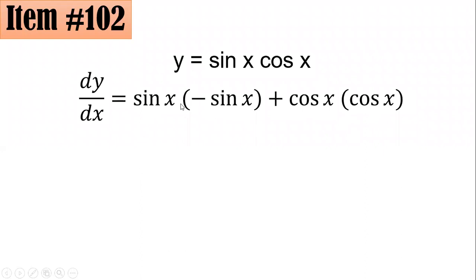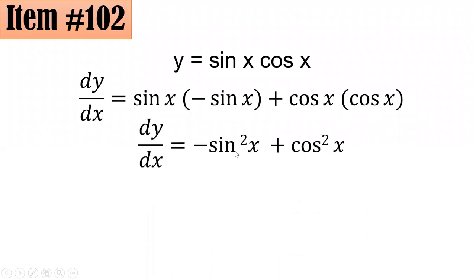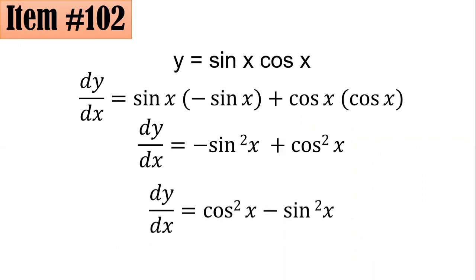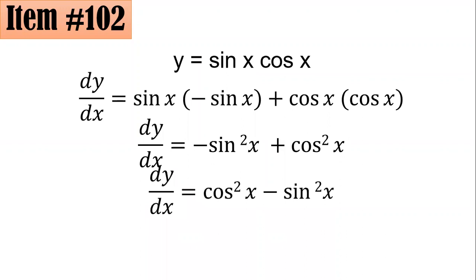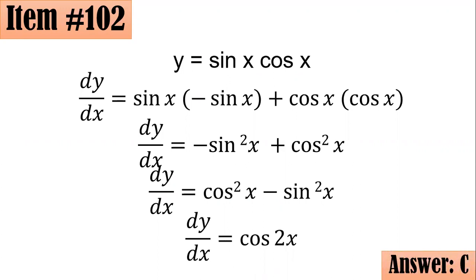With such, sine x times negative sine x is negative sine squared x, plus cosine x times cosine x is cosine squared x. By the commutative property of addition po, we could rearrange them to dy over dx equals cosine squared x minus sine squared x. And remember po natin, meron po tayong identity that cosine squared x minus sine squared x is equal to cosine 2x. So sa lahat po ng sumagot ng letter C, very good. You got it right po.